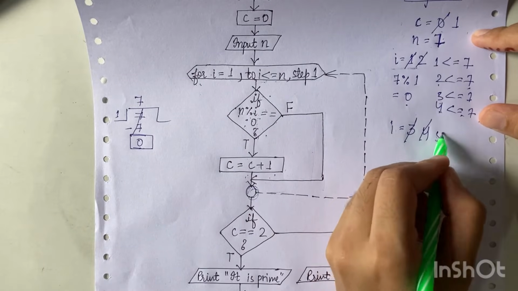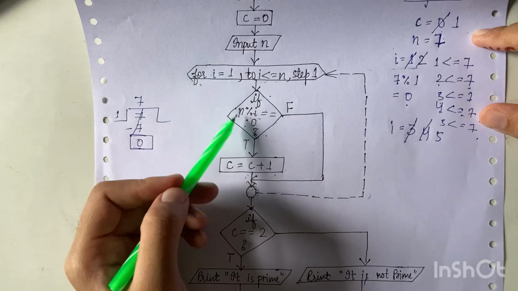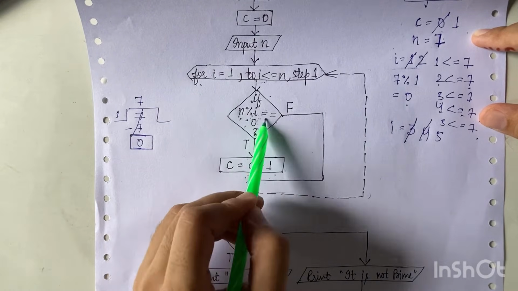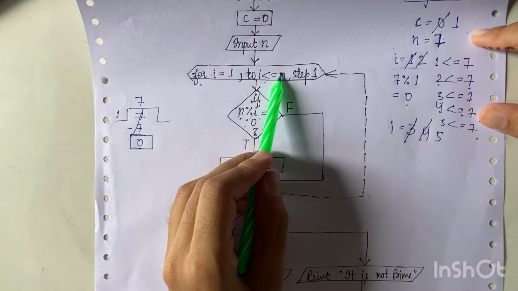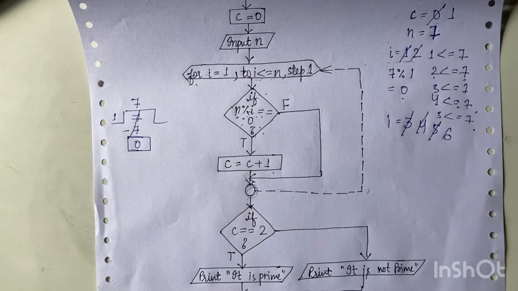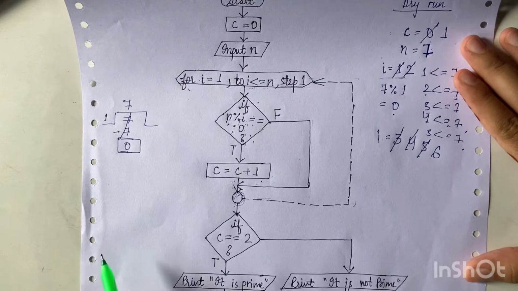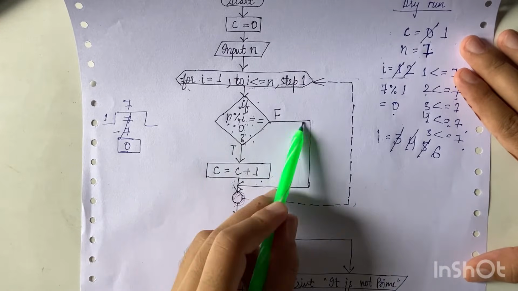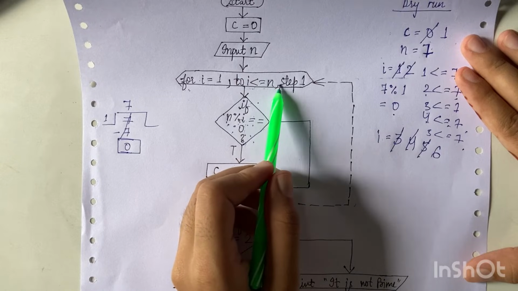So i is now 5. So 5 is less than or equal to 7. Condition true, but 7 modulus 5 is not equal to 0. That means false. It will get back again to the for loop condition, now it is 6. i is now 6. So 7 modulus 6 is false, it is not equal to 0. So that means it will go back here and it will again go to the for loop.